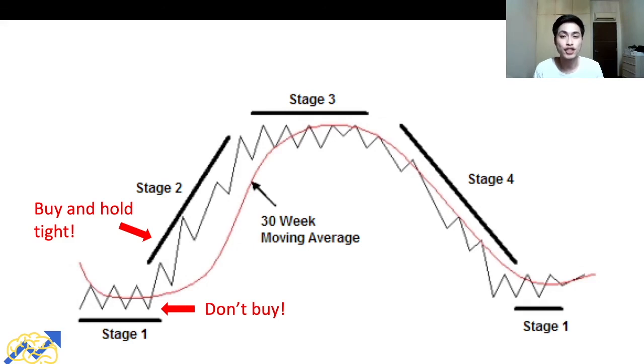After topping in stage 3, prices will break below the stage 3 range. And when prices break below the range, this indicates the start of stage 4. At this stage, prices fall below the 30-week moving average, and the moving average also starts to slope downwards. This stage, stage 4, is also known as the declining stage. Prices start to decline and form lower highs and lower lows. And it is also in stage 4 where prices are in a downtrend. After prices have declined for a while, it will start to form a new base. And this is where stage 1 begins again. And the market cycle repeats itself again.